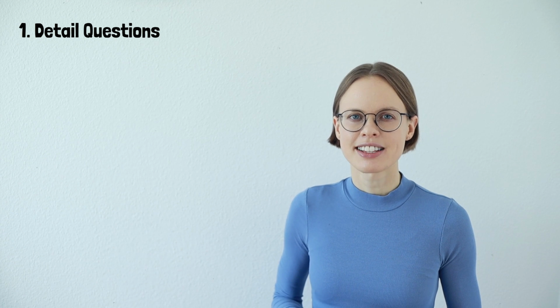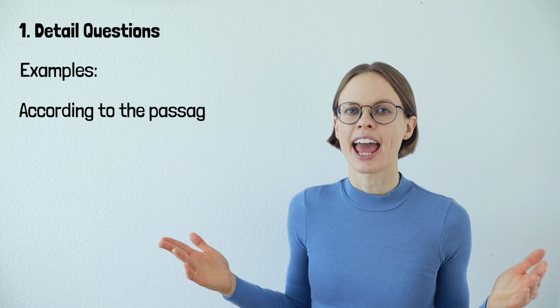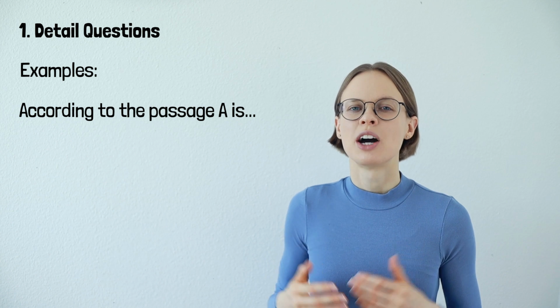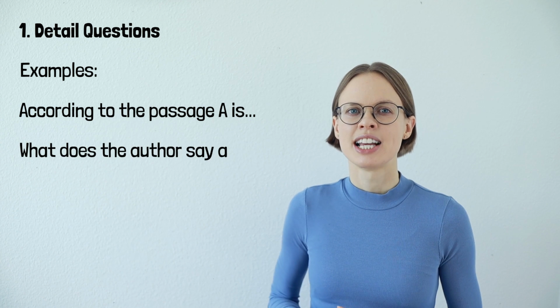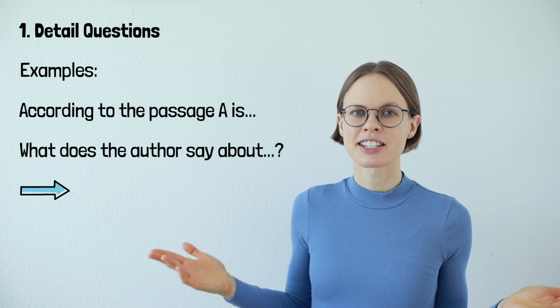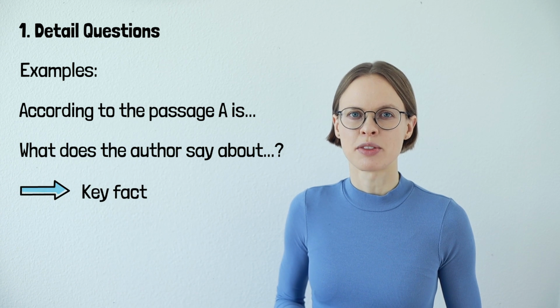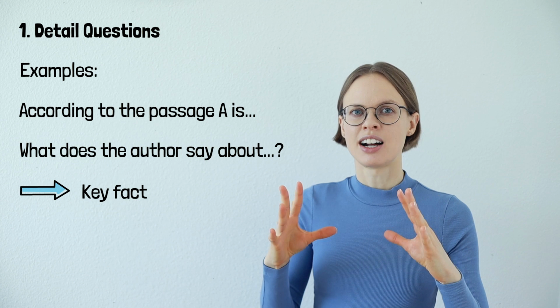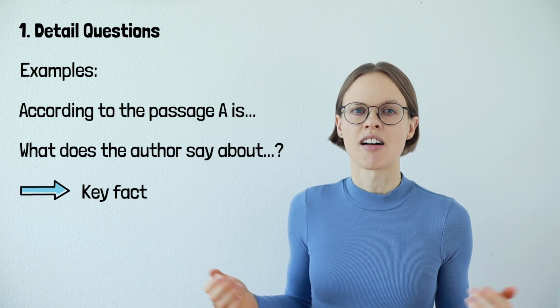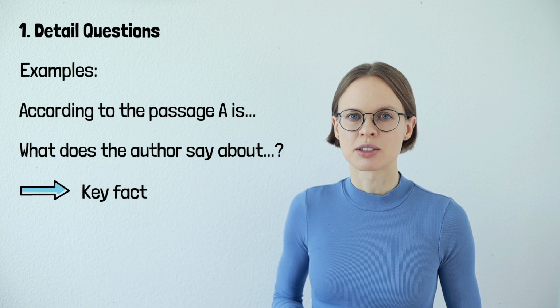What do detailed questions look like? Let's have a look at 2 examples. According to the passage, A is. A means something. Or what does the author say about? And then it goes on. Detailed questions ask you about a key fact in the passage. You have several answers and you need to figure out which of these answers is the correct one.